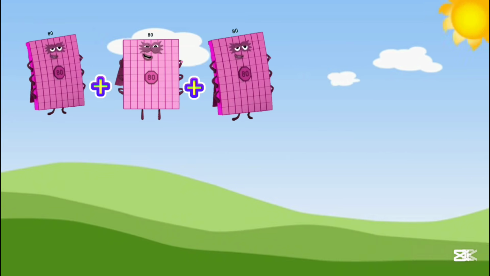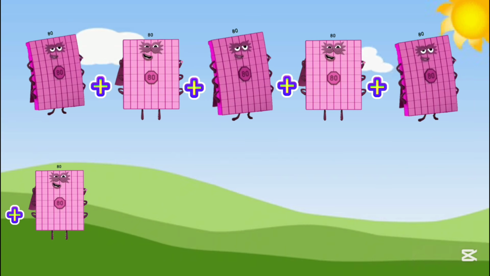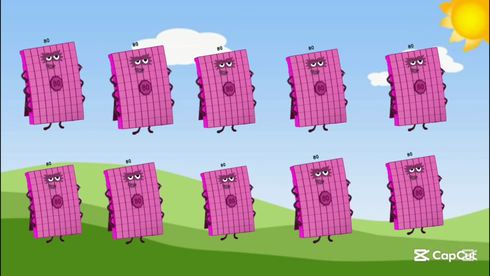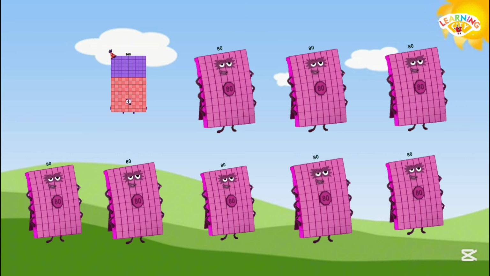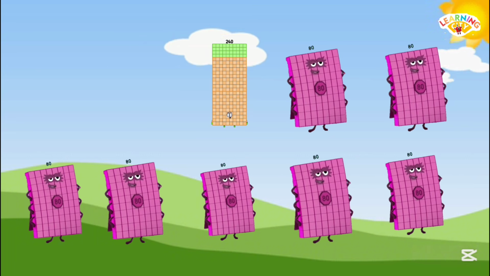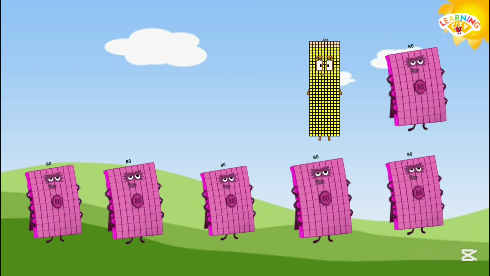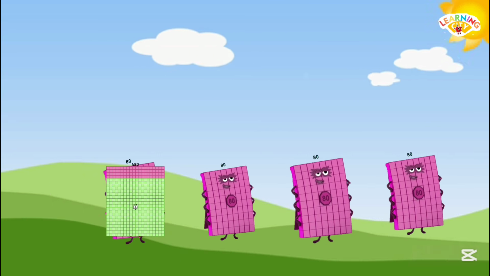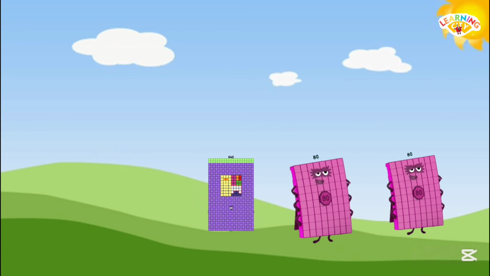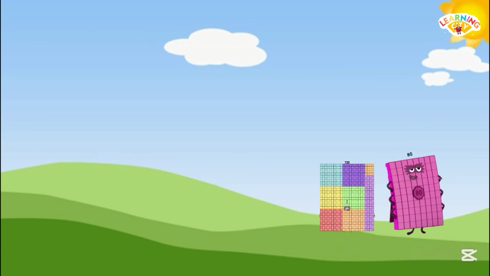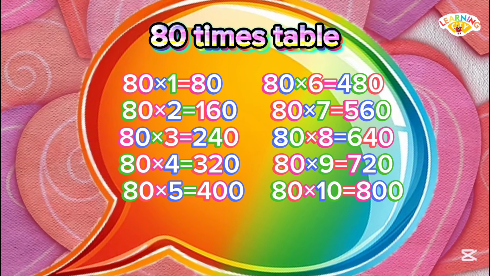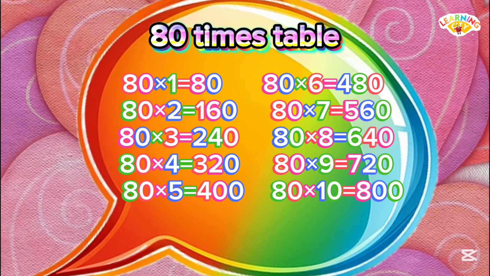Now, let's do repeated addition by using number block 80 to make 80 times table. 80 plus 80, 160, 240, 320, 400, 480, 560, 640, 720 and 800. Now we made 80 times table. Congratulations!